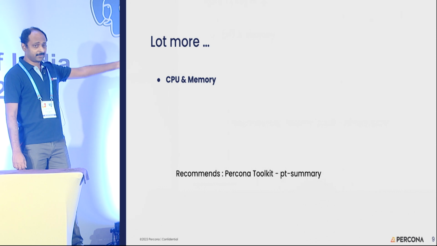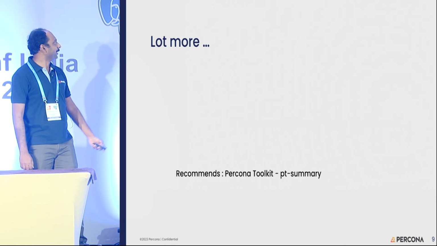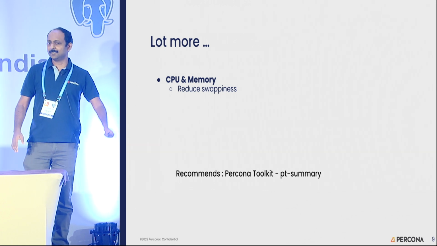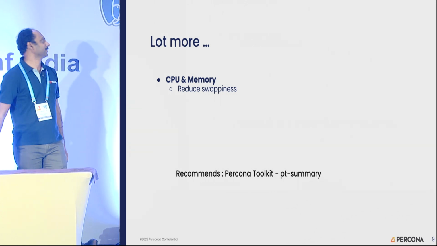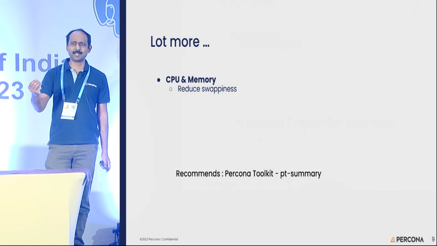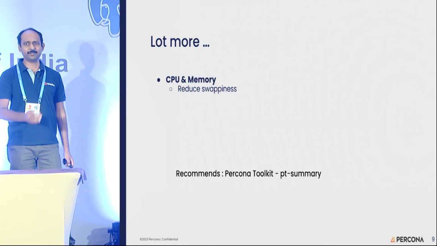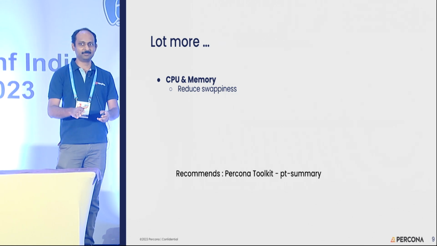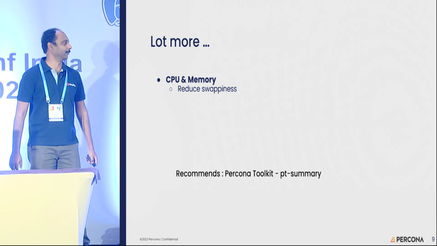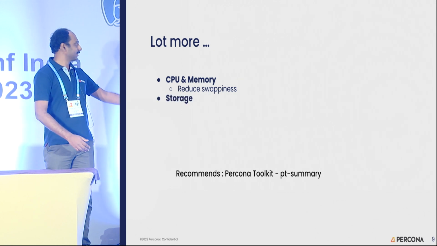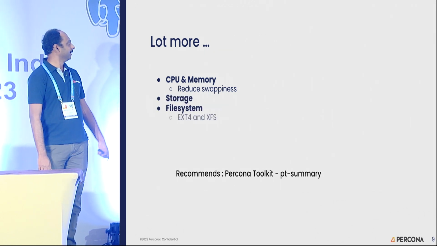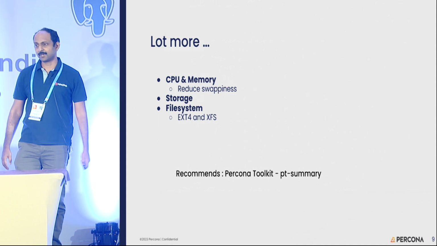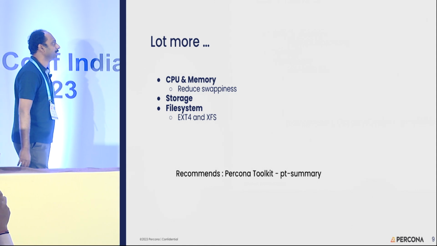And the other areas where we can fine tune is the memory: reduce the swappiness. This is common for all databases, not just Postgres. Reduce swappiness to a single digit, like below 5. Linux comes with a default of some 60, which is too big for a database workload. And then storage side tuning, file system side tuning, and selection of the right file systems. Say ext4 and XFS are good for database workloads.